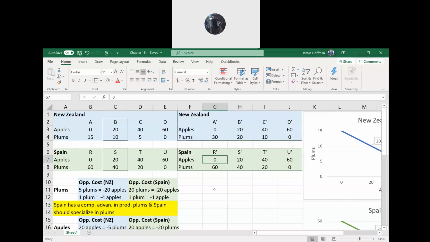All right, so hopefully that made some sense. And let's do the same for Spain, and then let's graph these. Okay, so Spain is going to specialize in plums. So leave this the same. And the apples part is going to be gained from a trade if possible.